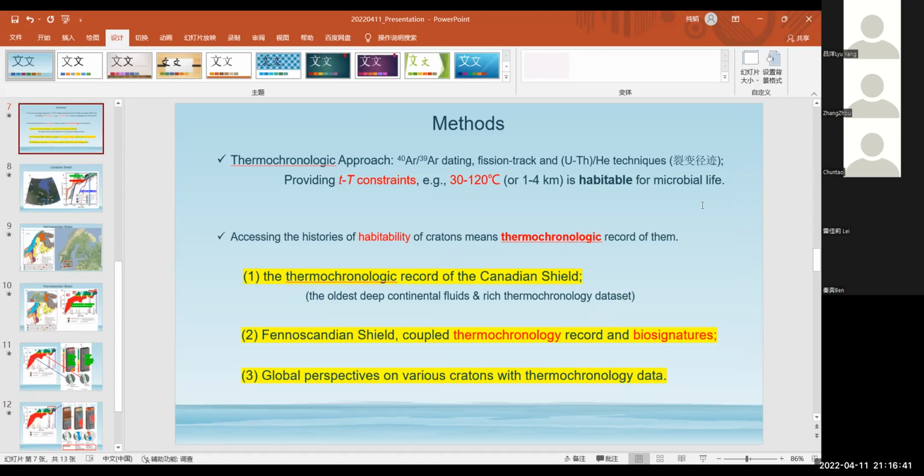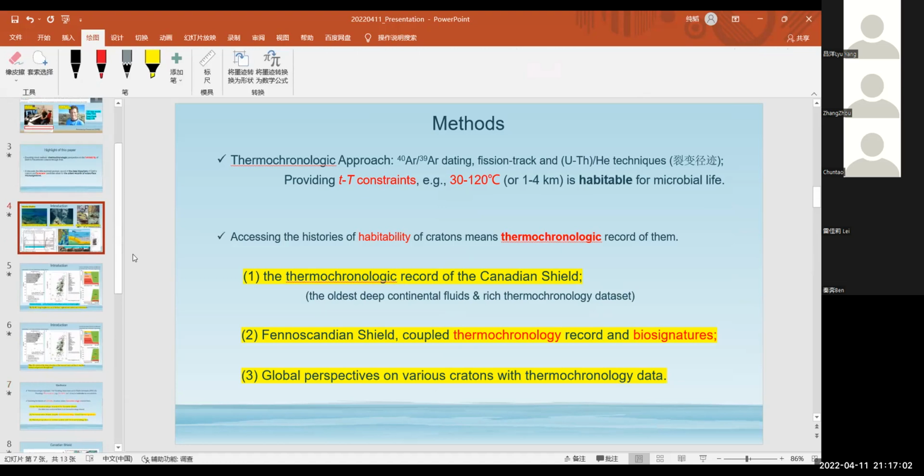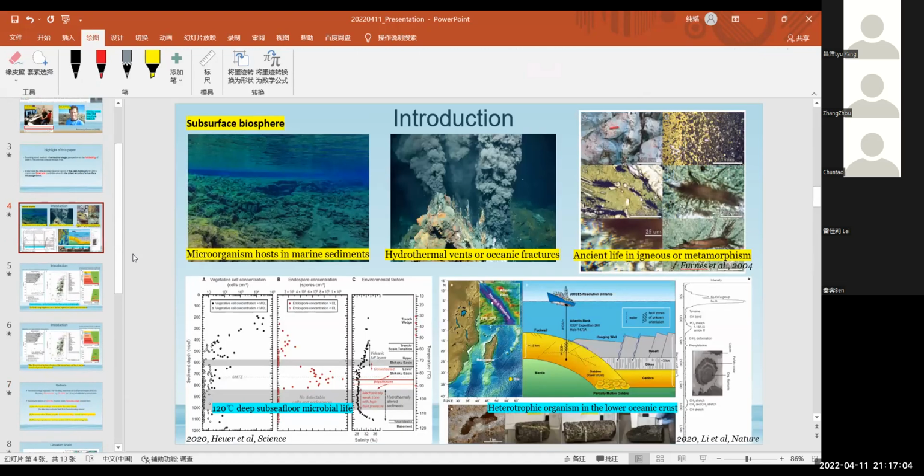And I would also like to point out that 120 degrees might not be the limit of life, because that conclusion is one that people get either from deep drilling or from hydrothermal vent microbial life that is still at the surface. That's not the real deep Earth biosphere in the lithosphere, really in the deep crust. That's not exactly the case.